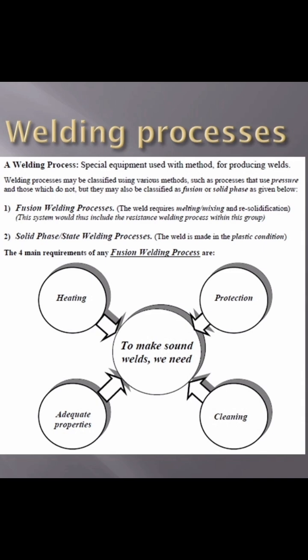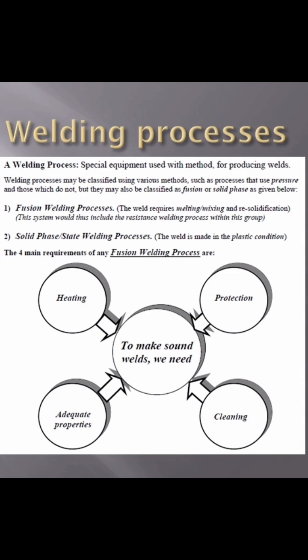Let's break it down. What is a welding process? A welding process involves using special equipment and techniques to permanently join materials, usually metals. Depending on how the weld is made, welding processes can be classified in two main ways. 1. Fusion welding processes. In fusion welding, the material is melted and mixed, then re-solidified to form the weld. This includes most common welding types like MIG, TIG, and even resistance welding.